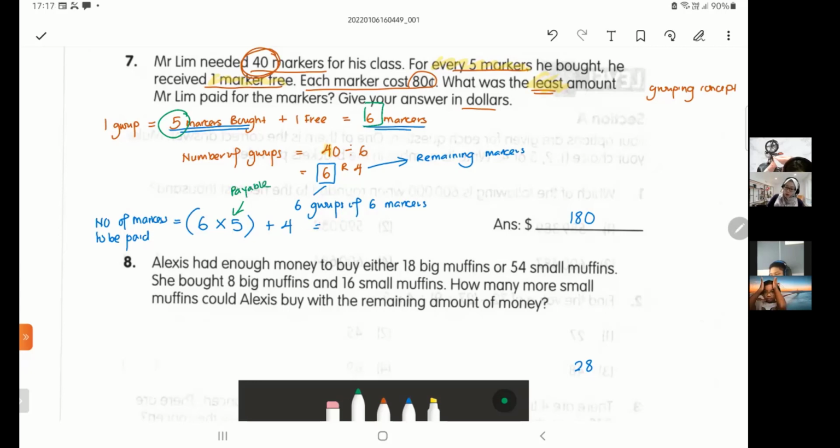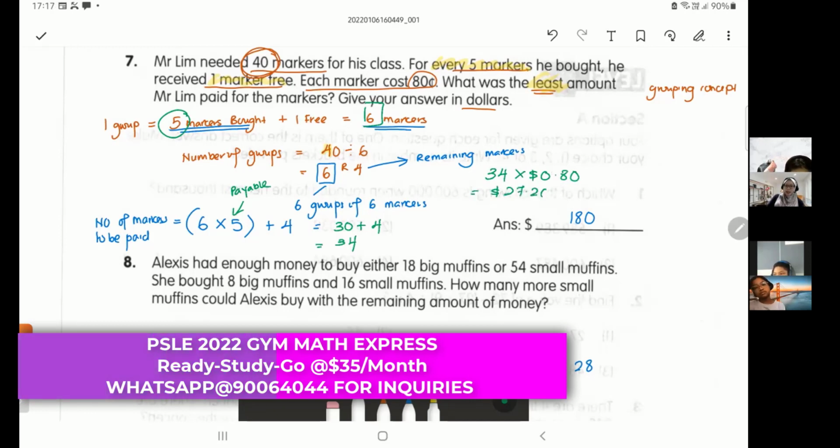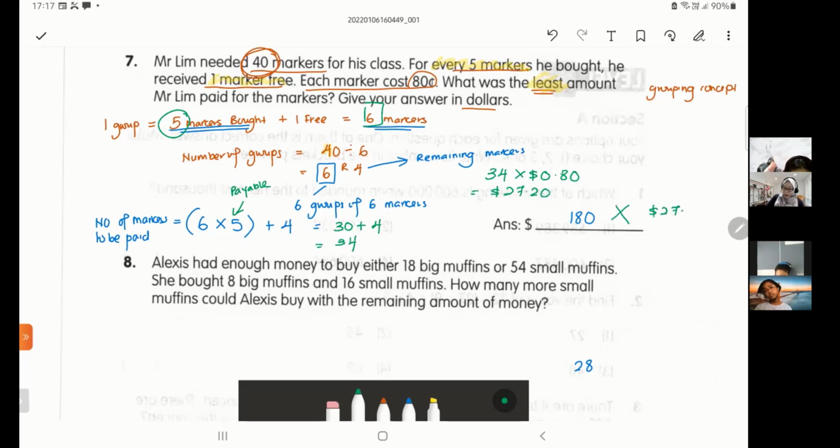So equals to 30 plus 4 is 34. Then you take 34, you times it with 80 cents, and you'll be getting $27.20. That is the correct answer. Okay, understand this? Next one.